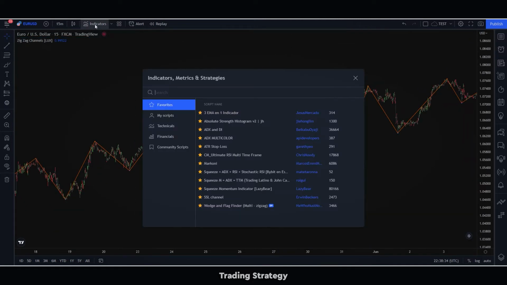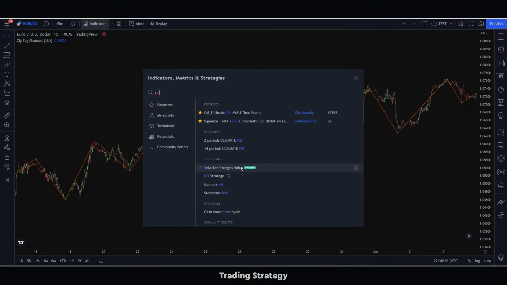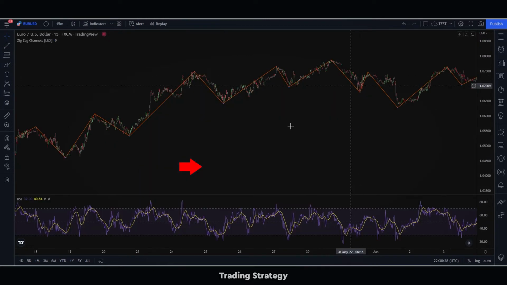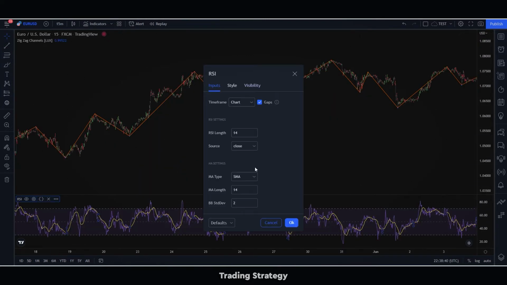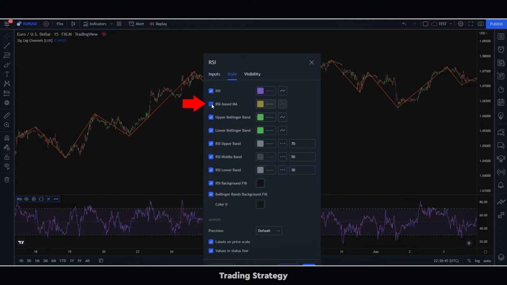The second indicator that we will use, as we said before, will be the RSI. For this we select it, and we leave it at 14 periods as it comes by default. The only thing that we will change will be this moving average that we will deactivate.